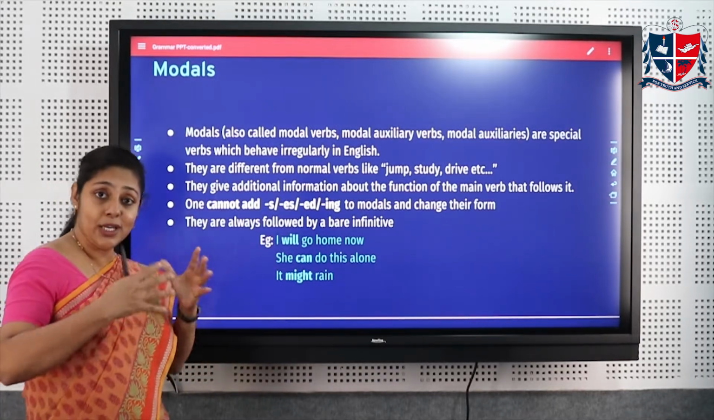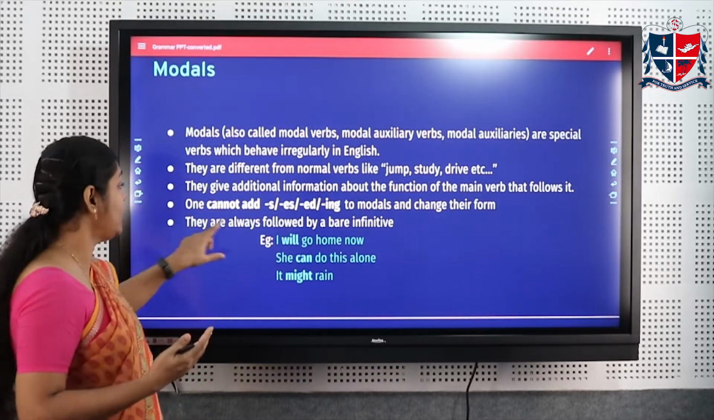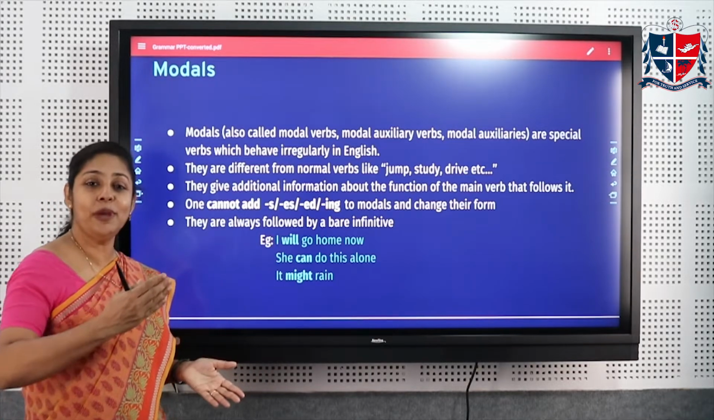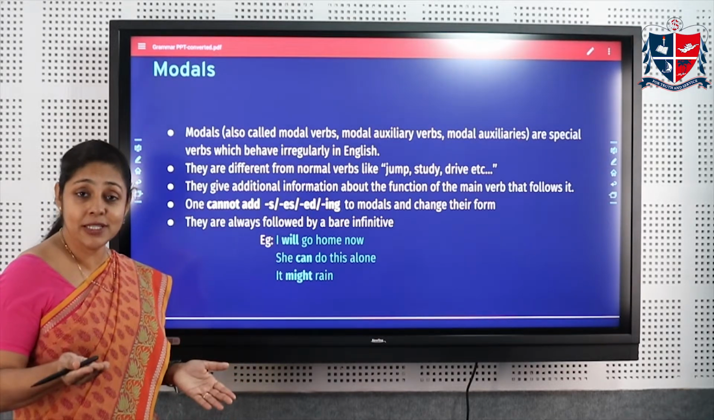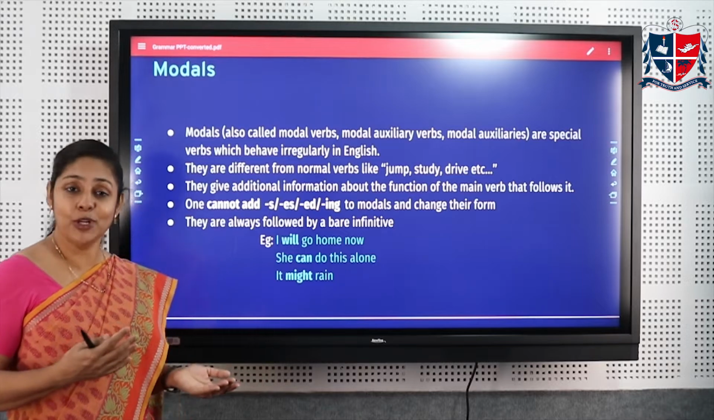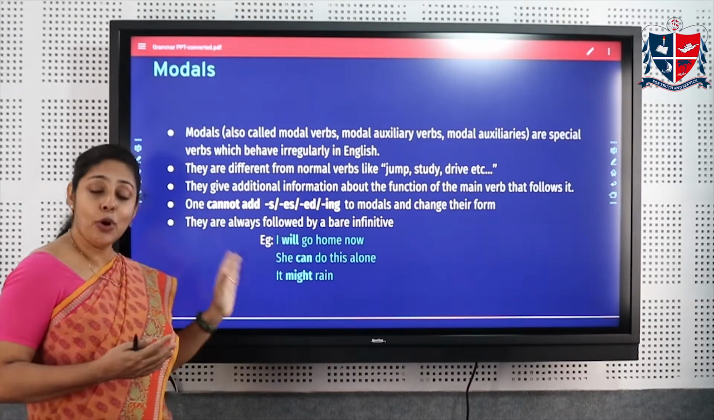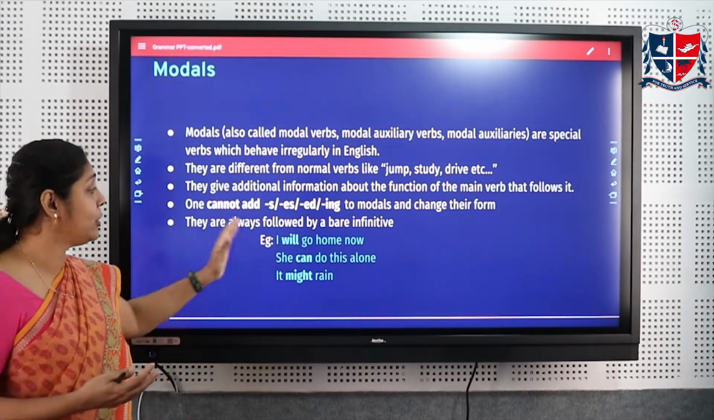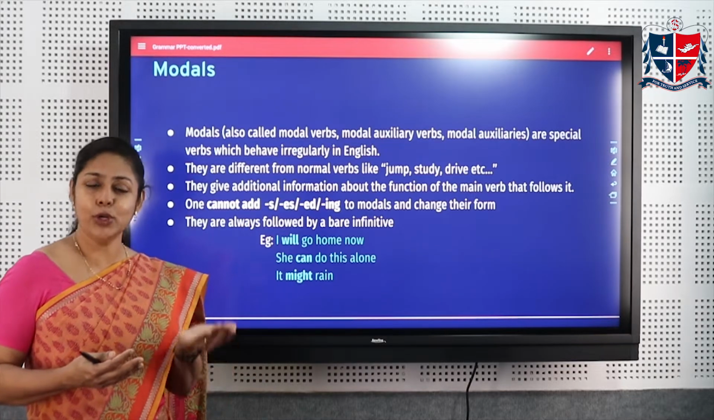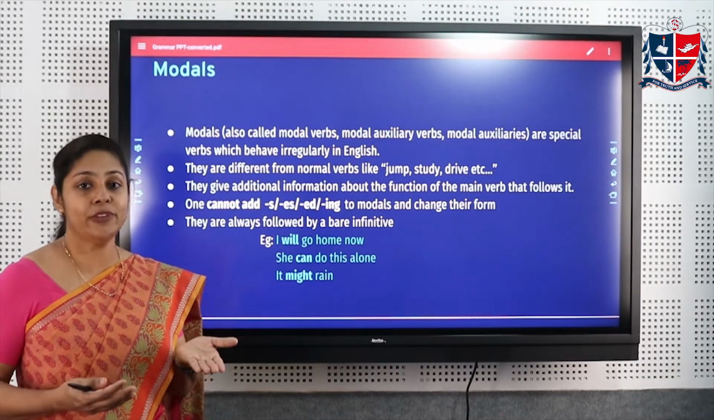So that is what their job is, to give additional information. You cannot add S, or you cannot make the plural form of a modal auxiliary. You cannot make the past form of a modal auxiliary. It's not possible. And modal auxiliaries are always followed by a bare infinitive, or you can also call them the base form of the verb, right?